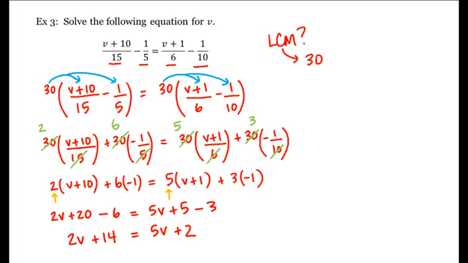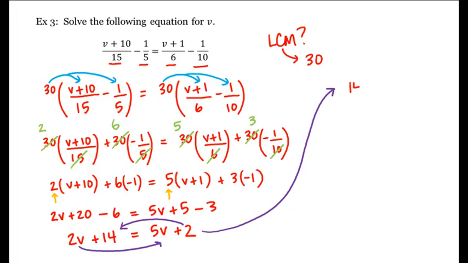And now we'll bring all the variables to one side and the numbers to the other. If we bring the 2v to the right and the 2 to the left, if you remember from the first example, then we can eliminate working with the negative coefficient of v. That is, we have the following. 14 minus 2 is equal to 5v minus 2v, or 12 is equal to 3v, and dividing both sides by 3 gives us our answer of v is equal to 4.